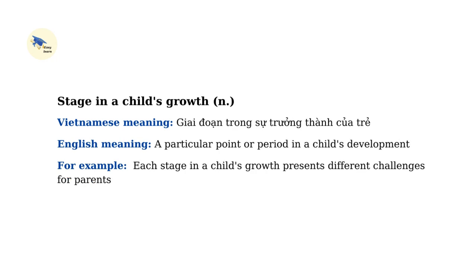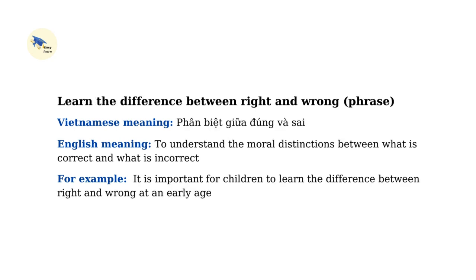Stage in a child's growth. Giai đoạn trong sự trưởng thành của trẻ. A particular point or period in a child's development. For example, each stage in a child's growth presents different challenges for parents. Learn the difference between right and wrong. Phân biệt giữa đúng và sai. To understand the moral distinctions between what is correct and what is incorrect. For example, it is important for children to learn the difference between right and wrong at an early age.